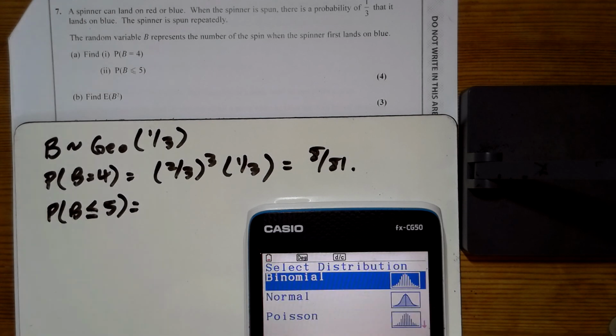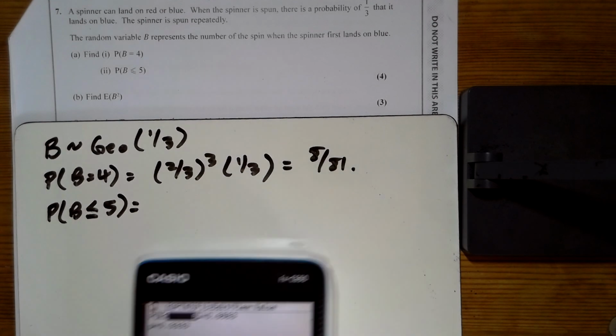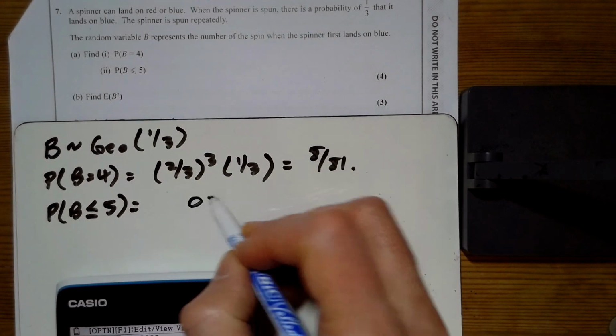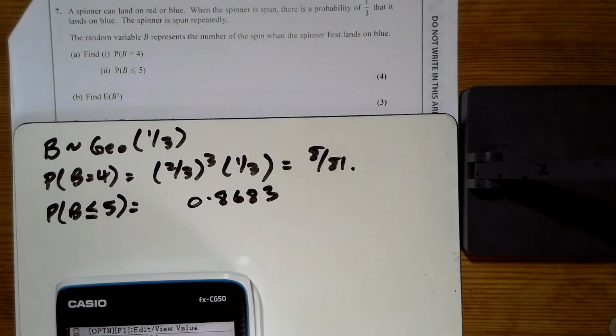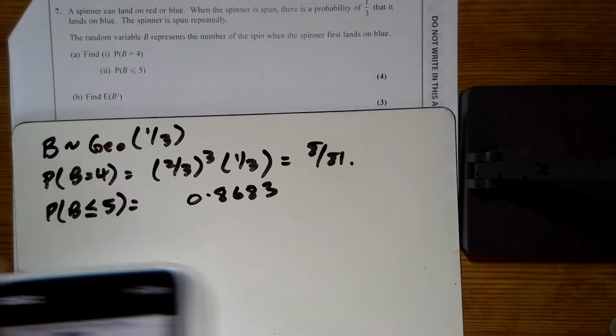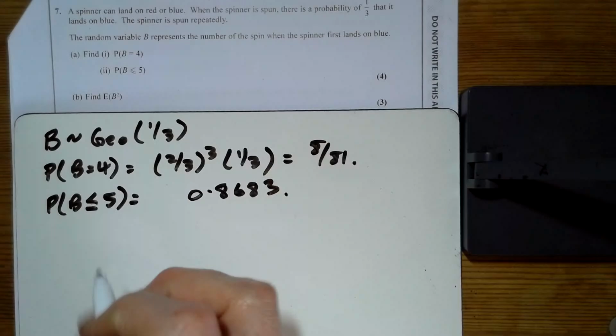So back to my distributions menu. What was I doing? I was doing a geometric, and this time we're making it less than or equal to 5, and we'll just take the decimal off there. So 0.8683. Be interesting if they did ask that exact, wouldn't it? We'll have to think about how we'd do that without that.